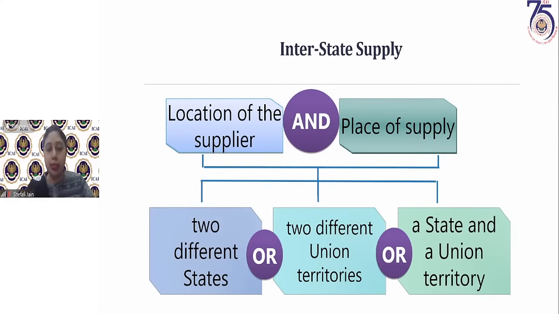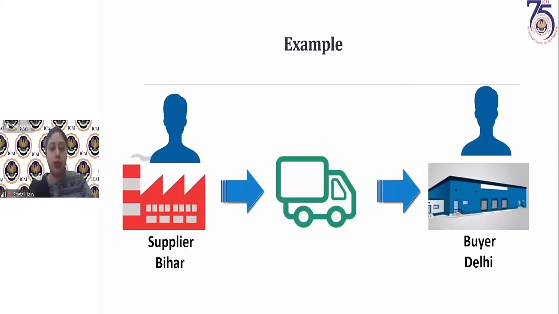So there can be two different states, or two different union territories. And a third case could be one state and one union territory. So goods have been supplied from one state to another union territory. If two states, or two union territories, or one state and a union territory are involved, then it is an interstate transaction. For example, the goods have been supplied from Bihar to Delhi. Two states are involved. It is an interstate transaction.